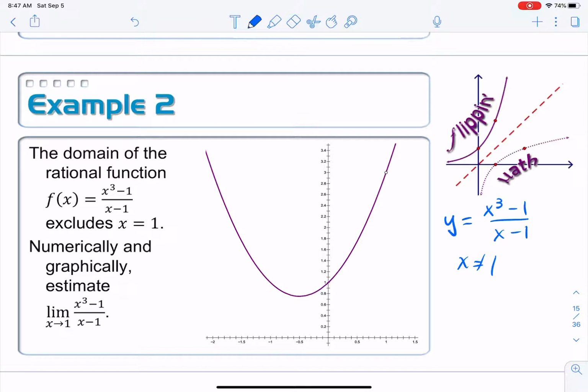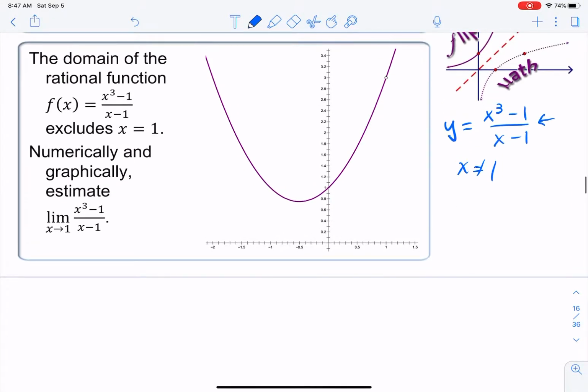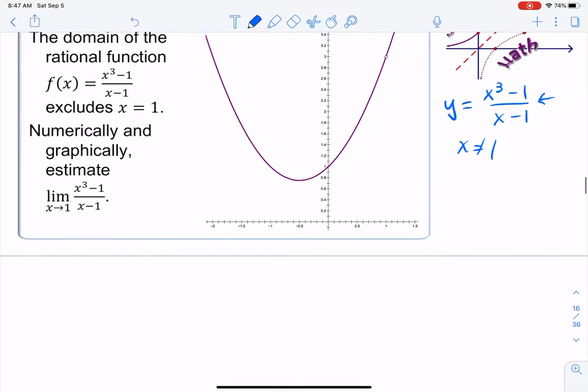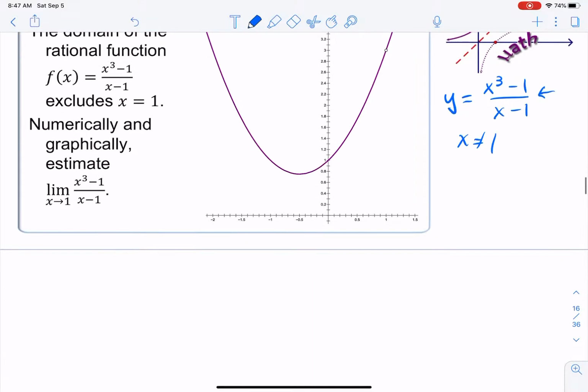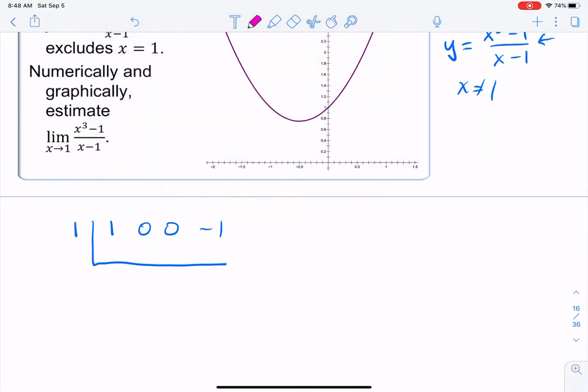Well, one of the ways that you could find out, and you probably did, is that this fraction means to divide. So let's try that. I'm going to do some synthetic division because it's the fastest, easiest way. Since I'm dividing by x minus 1, I'm going to put a 1 outside of the box. This cubic polynomial up at the top is missing its quadratic and its linear term, so I need to put in 2 zeros here. So I've got 1, 0, 0, negative 1.